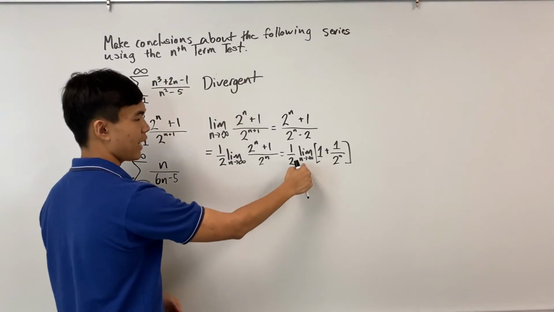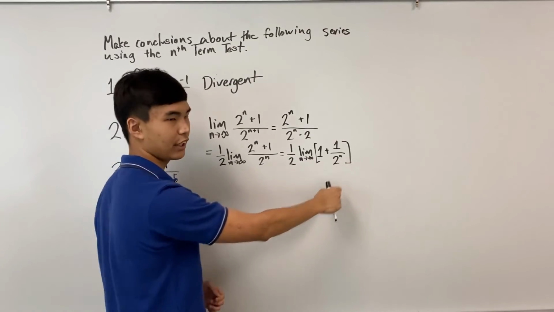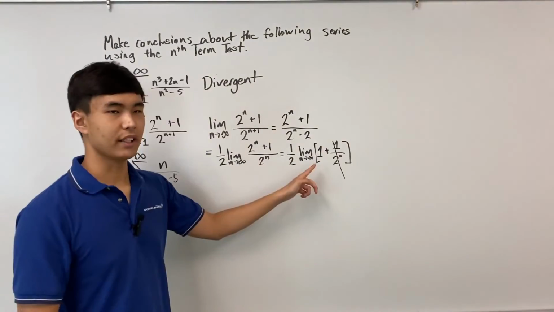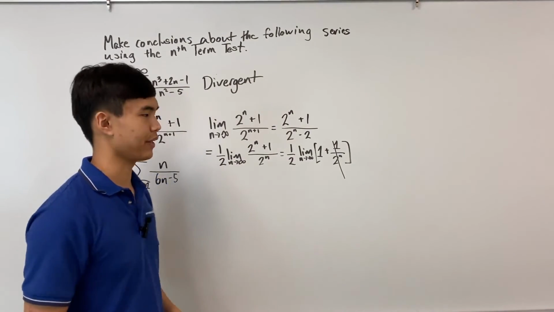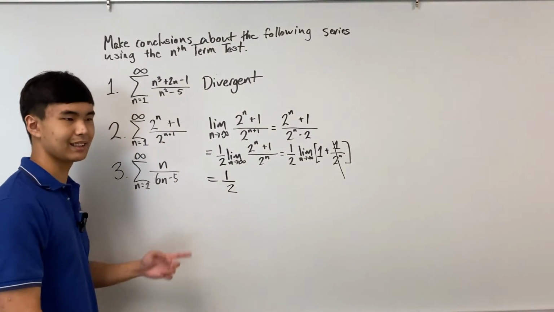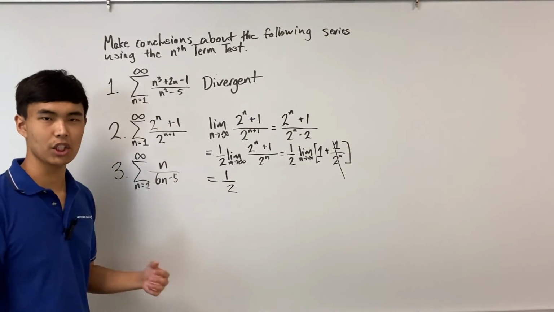And now, if n goes to infinity, 2 to the n goes to infinity, which means 1 over 2 to the n goes to 0. And this 1 doesn't have any n's on it, so it's unaffected by the limit. So the limit of the sequence is equal to 1/2. And since this is not 0, this series is also divergent.